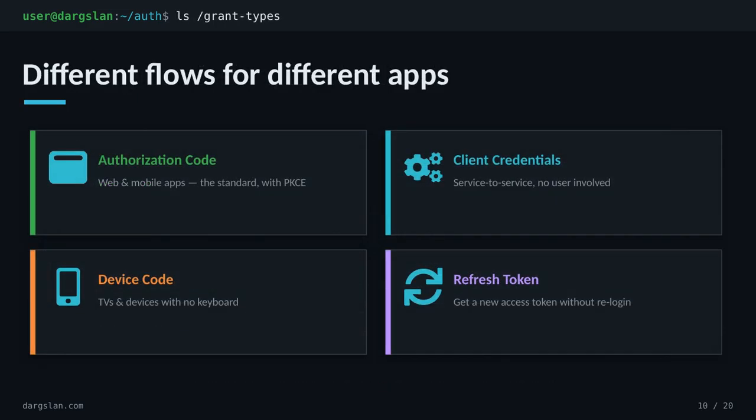Now, OAuth doesn't ship just one flow. It ships a small family of them because a browser app, a backend service, and a smart TV all have very different constraints. Authorization code with PKCE is the standard path for web and mobile, the one our photo printing app would use. Client credentials is for service-to-service calls where no human is involved. Device code handles TVs and consoles with no real keyboard, and refresh token is the quiet workhorse that gets you a fresh access token without making the user sign in again.